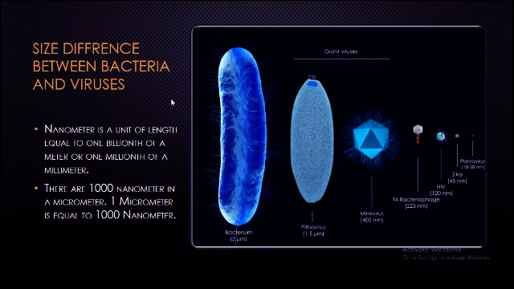Then we have the size difference between bacteria and viruses. Over here we can see some kinds of giant viruses. This symbol means micrometers, while the NM means nanometers. Nanometer is a unit of length equal to 1 billionth of a meter or 1 millionth of a millimeter, and there are 1000 nanometers in a micrometer. 1 micrometer is equal to 1000 nanometers.